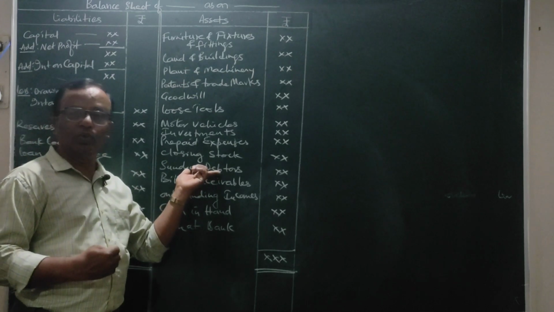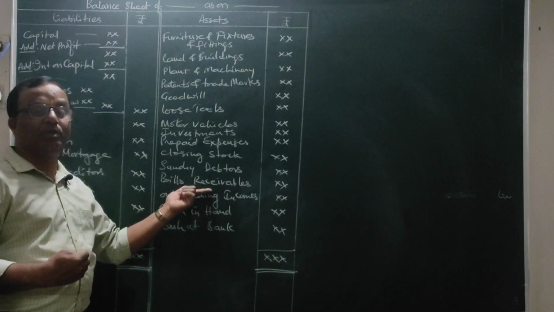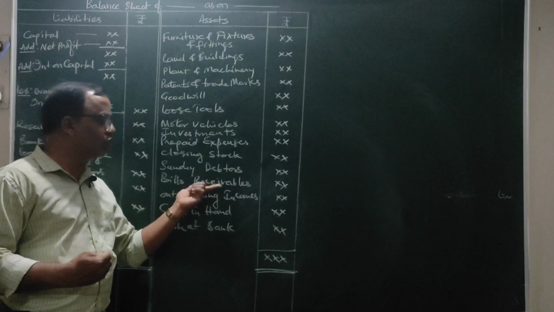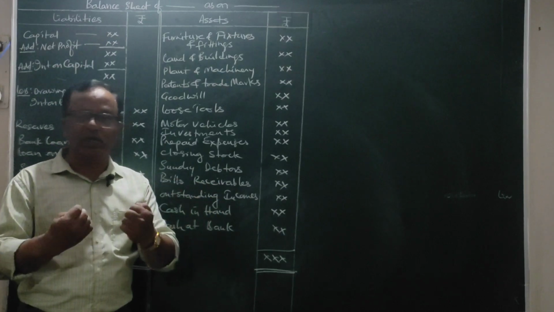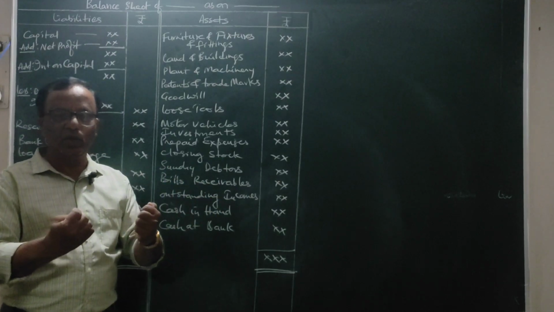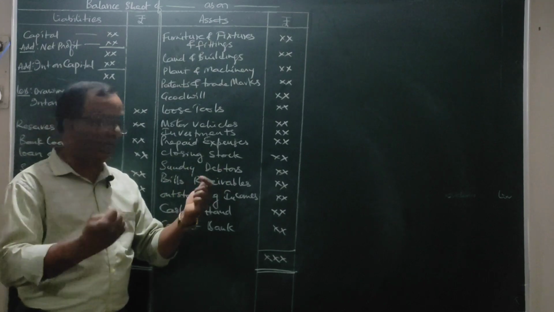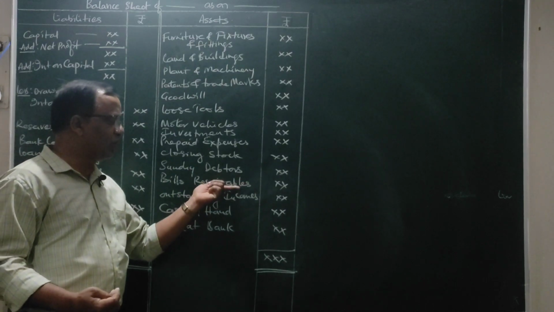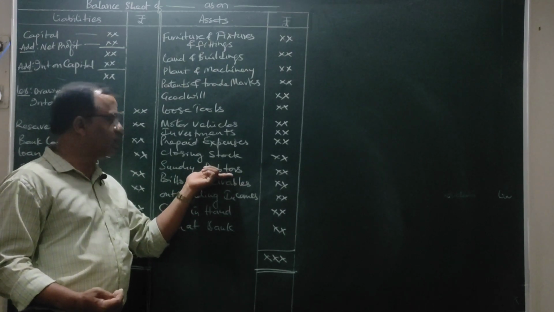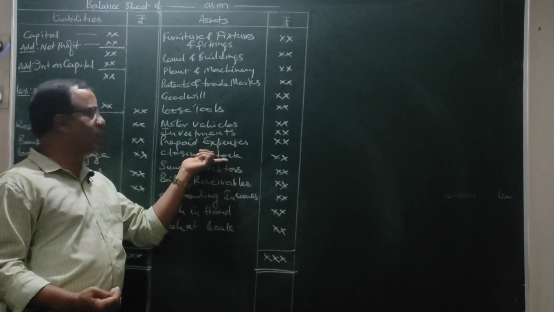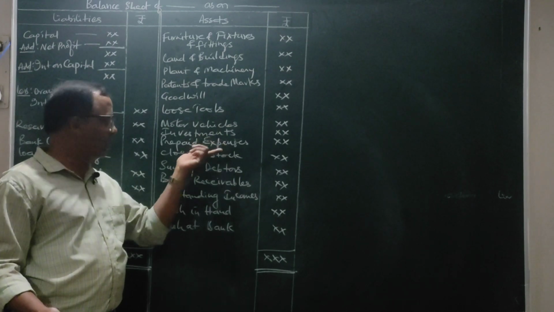Then again, bills receivable. Bills receivable are those bills on which we should receive the money. We are about to receive the money. They are the monies which we should receive. They are our assets. So these are also current assets. Sundry debtors is a current asset. Closing stock is a current asset. Prepaid expenses are current assets.